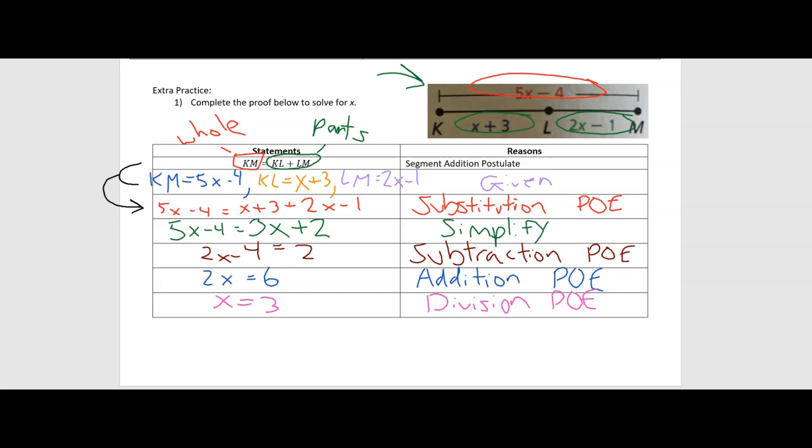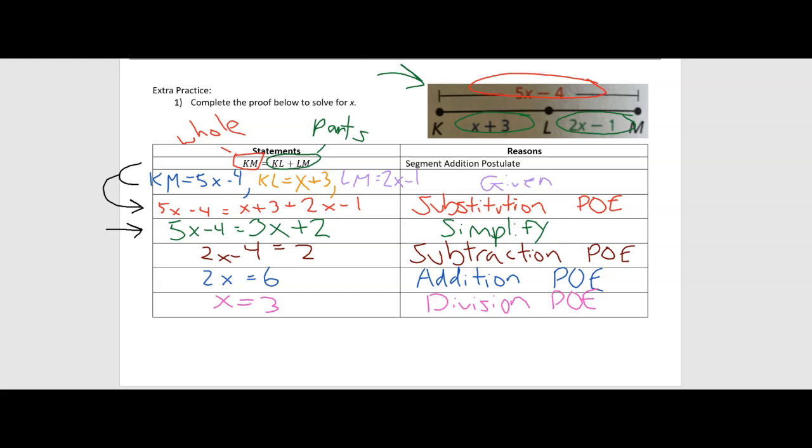Then I just used some inverse, well, I guess first I simplified. So I simplified the right side of my equation. I combined my x terms and I combined my integers. So I did some simplifying right here. Then I started to use some inverse operations to get x by itself. So I first subtracted 3x from both sides.